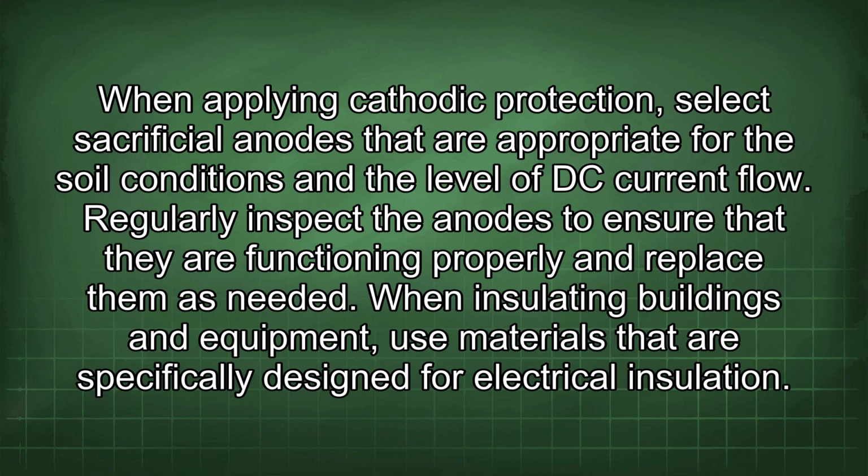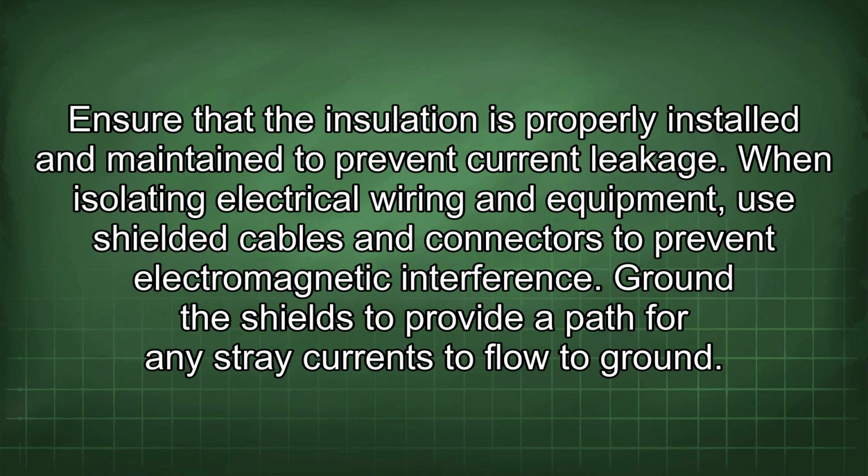Regularly inspect the anodes to ensure that they are functioning properly and replace them as needed. When insulating buildings and equipment, use materials that are specifically designed for electrical insulation. Ensure that the insulation is properly installed and maintained to prevent current leakage. When isolating electrical wiring and equipment, use shielded cables and connectors to prevent electromagnetic interference. Ground the shields to provide a path for any stray currents to flow to ground.